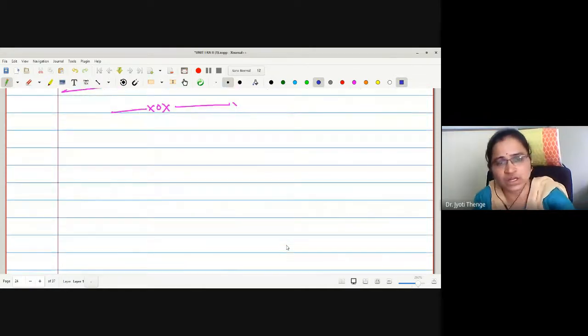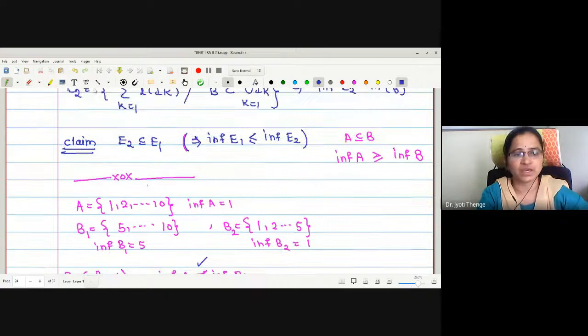Okay, now what is the job? What is the claim we were making? E2 contained in E1. Whenever I want to prove E2 contained in E1, how should we prove this? We start with one element in E2 and we will prove that the same element is in E1, right?